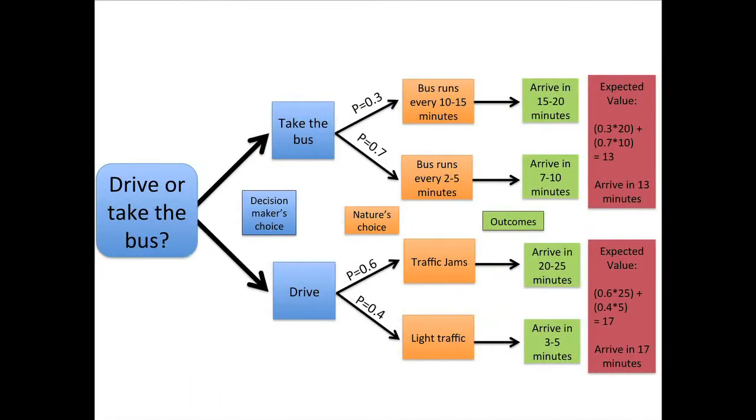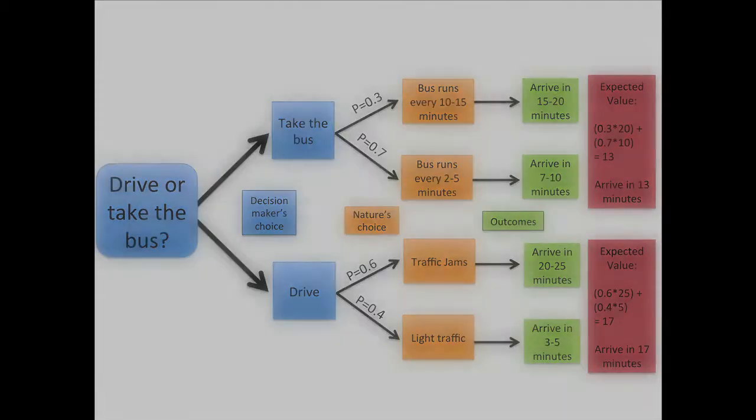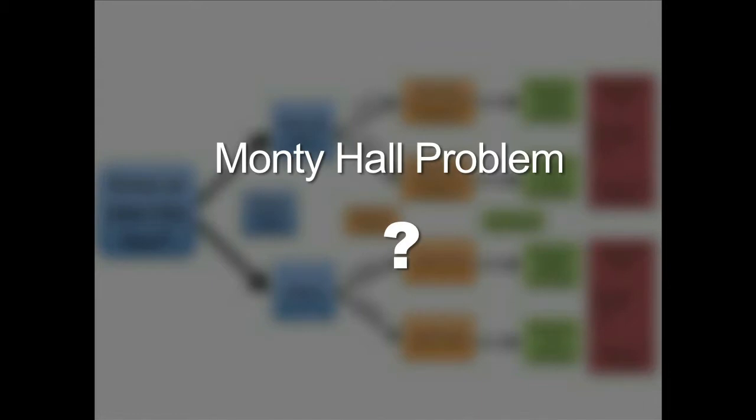Now that you guys have seen how to make and use a decision tree, get back with your neighbor and work on making the decision tree for the Monty Hall problem. Here's a hint. The Monty Hall problem has 4 different steps.